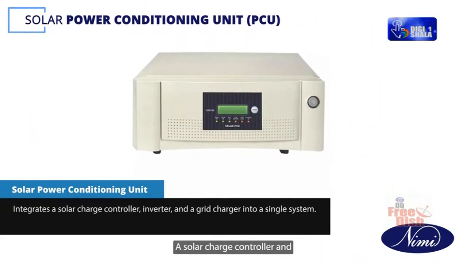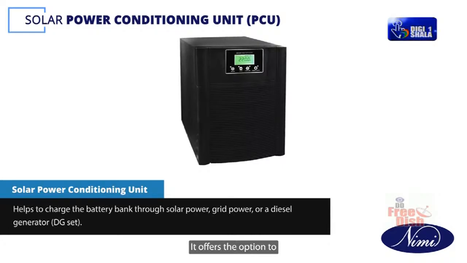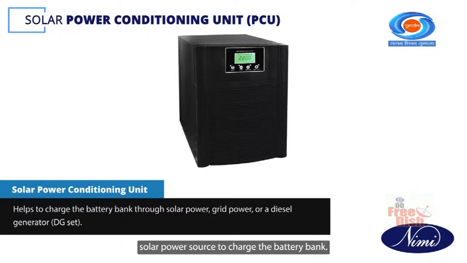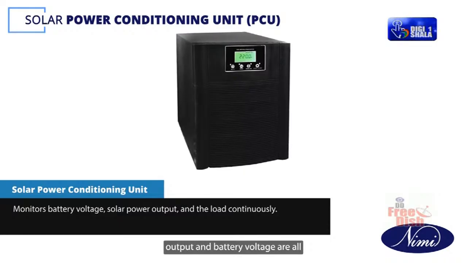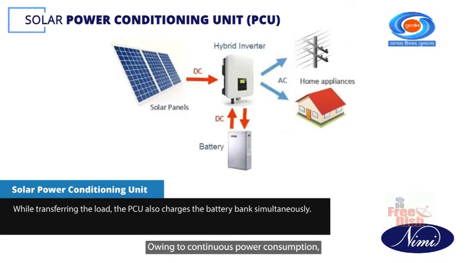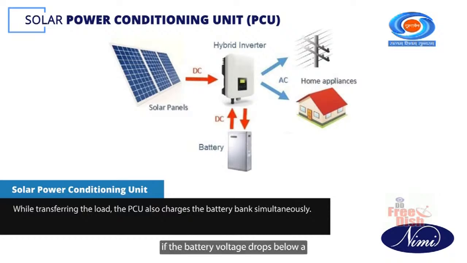A solar charge controller, an inverter, and a grid charger are the components of an integrated system called a Solar Power Conditioning Unit (PCU). It offers the option to use a grid or DG set or a solar power source to charge the battery bank. The load, solar power output, and battery voltage are all continuously monitored by the PCU. Owing to continuous power consumption, the PCU will automatically switch the load to grid or DG power and initiate simultaneous charging if the battery voltage drops below a predetermined threshold.